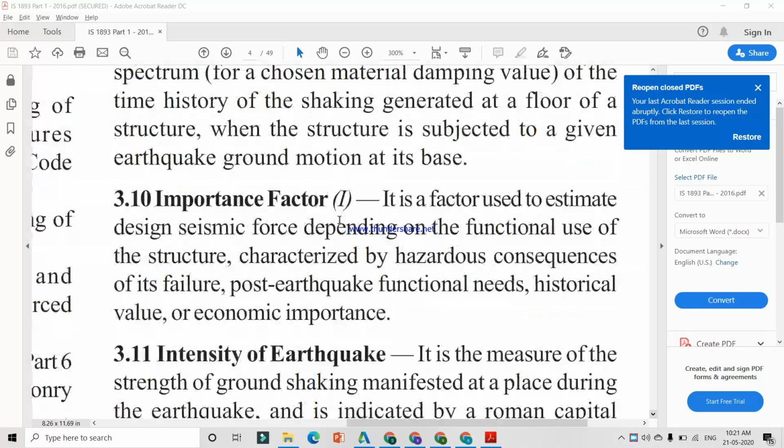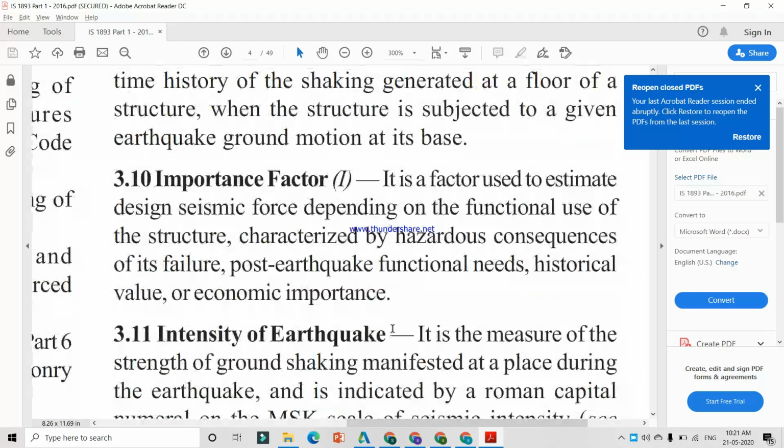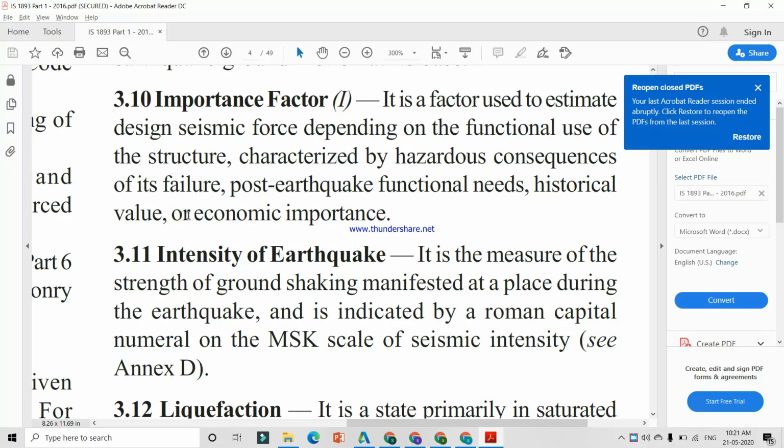Next is the importance factor. It is a factor which is used for the design seismic force and generally depends on the use of the building and the function of the structure. Generally it is characterized by the hazardous consequences of its failure, post-earthquake functional needs, as well as historical value or economic importance. Generally we focus more on economic importance for safety and economic purposes.